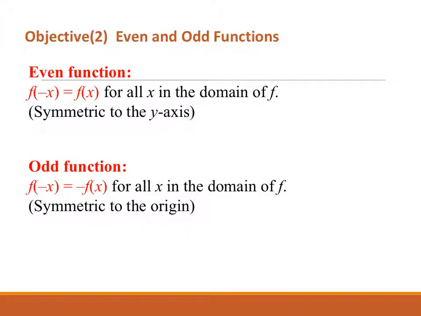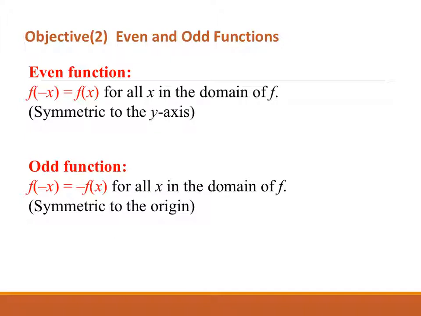Our next objective is to discover what are even and odd functions. An even function is where when we replace x with a negative x in the function, we just get the same function back for all x in the domain of f. That is, it's symmetric to the y-axis. In fact, it's just like the reflection problem that we had, symmetric to the y-axis.